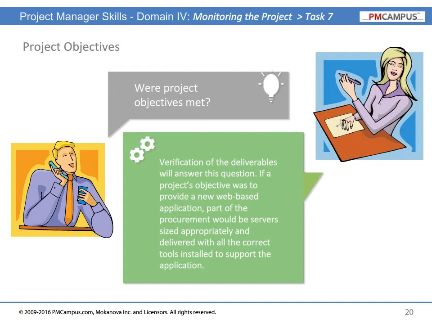Verification of the deliverables will answer this question. If a project's objective was to provide a new web-based application, part of the procurement would be servers sized appropriately and delivered with all the correct tools installed to support the application.